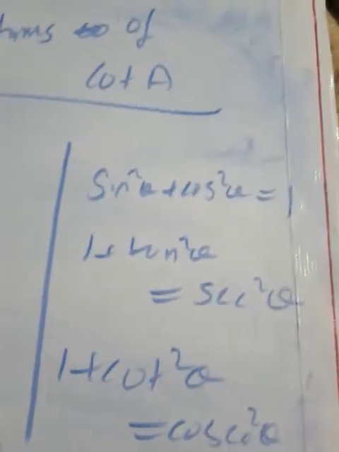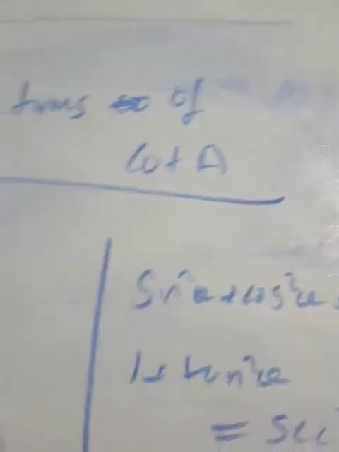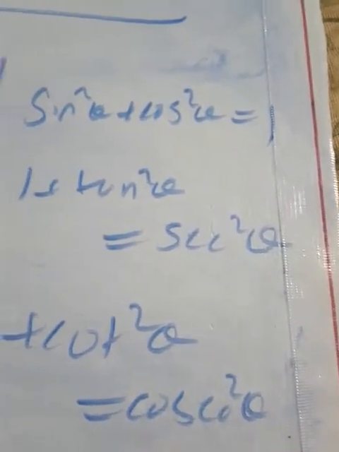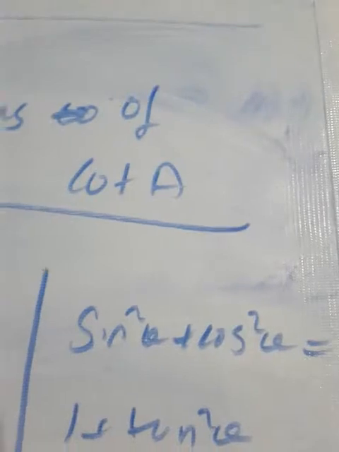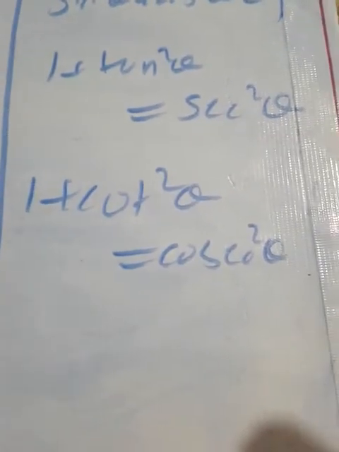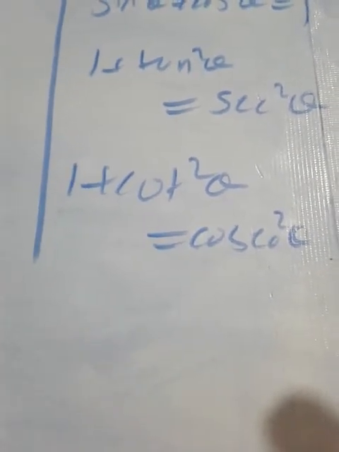See, these are the three identities with us. First identity is sin square theta plus cos square theta is equal to 1. This is not a connection between sec and cot. Second identity is 1 plus tan square theta is equal to sec square theta. That is also not a connection between sec and cot. And the third identity, 1 plus cot square theta is equal to cosec square theta, is also not a connection between sec and cot, no?